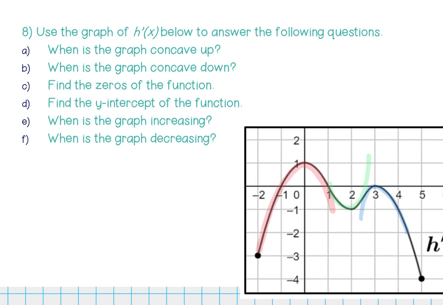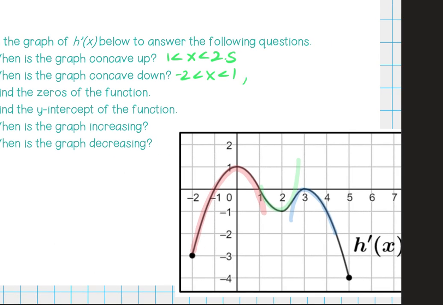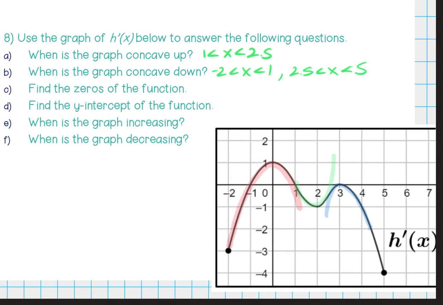So my concave up is really from 1 to like a 2.5. My concave down goes from -2 to 1. And then again from 2.5 to 5. The zeros of the function are at -1, 1, and 3. The y-intercept is at 1.